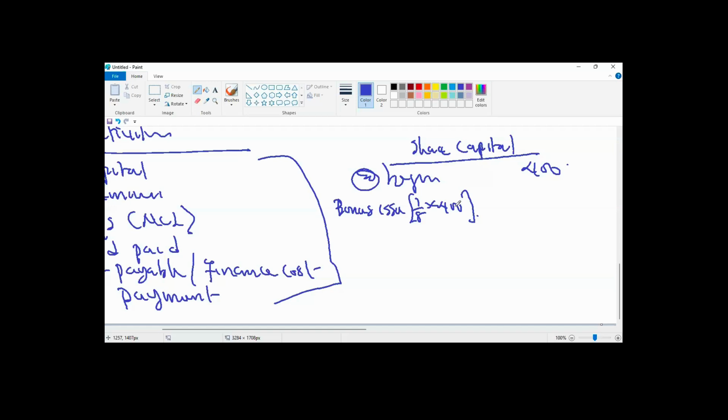50. He said this 50. Where does he say he put the 50? Capitalizing retained earnings. So I will debit retained earnings and credit share capital. So 450. At the end, what did he report?